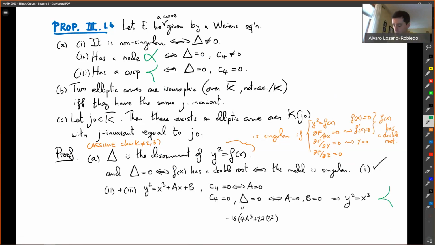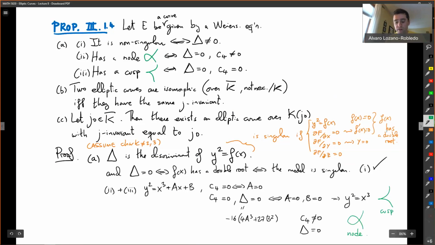There's a double point. So if C4 is non-zero but delta is 0, then what happens is that you get something like, you do get a crossing. Okay, so this would be a cusp, and this would be a node. All right, so let's move on to part 2.